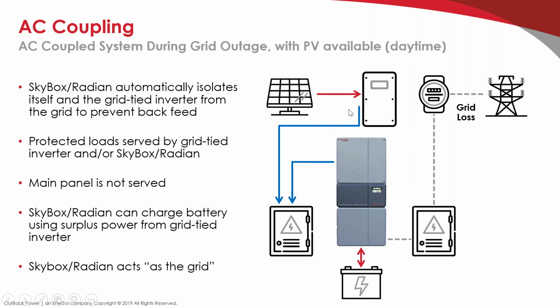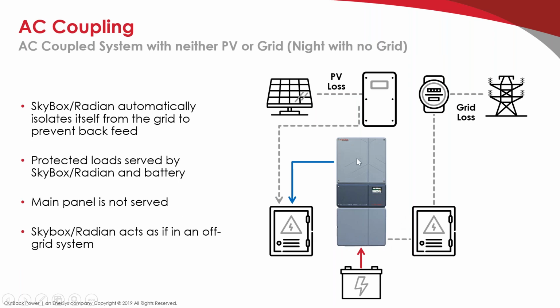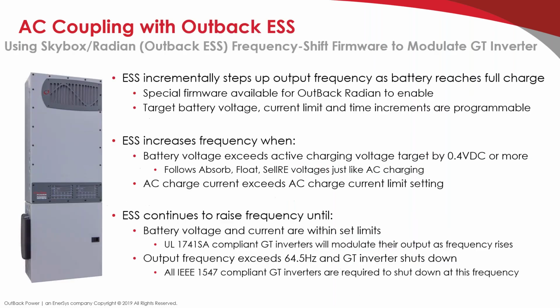Now, if for some reason the PV array cannot meet the load requirement, then we will blend our AC energy with the AC energy coming out of the grid dependent inverter, and they will blend together to power these loads. And then in the evening time with PV loss, we will power the loads completely from batteries, and then it repeats the next day. So that's kind of in a nutshell how AC coupling is going to work.